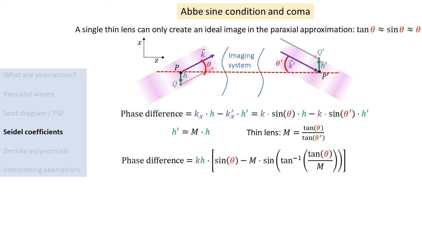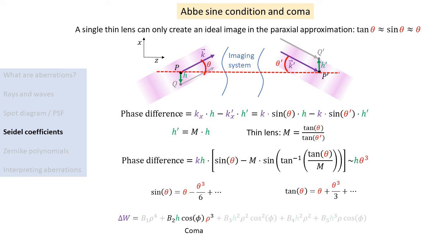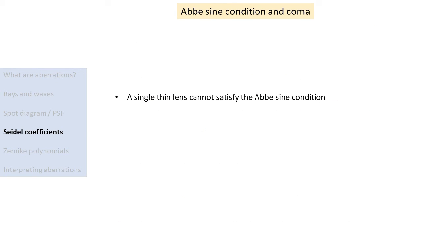To see how this difference changes as function of ray angle, we note that the difference between the sine and tangent of an angle scales with the third power of the angle. Therefore, the optical path length difference goes linearly with point source location and with the third power of ray angle. Noting that the ray angle directly determines where the ray goes through the pupil, we find that this expression for optical path length difference corresponds to the coma aberration. So we found that a single thin lens cannot satisfy the Abbe sine condition, and that violation of this condition leads to coma.